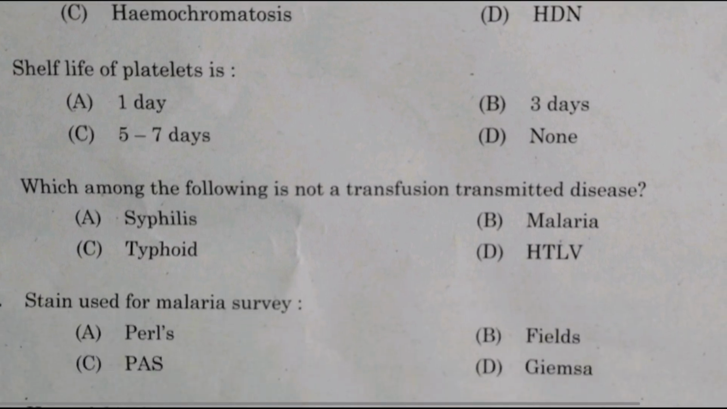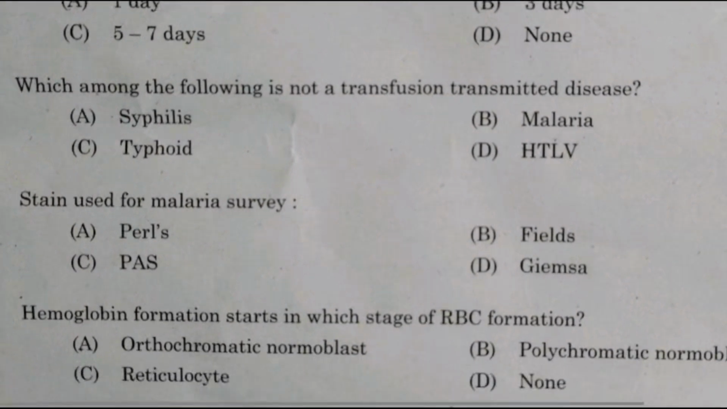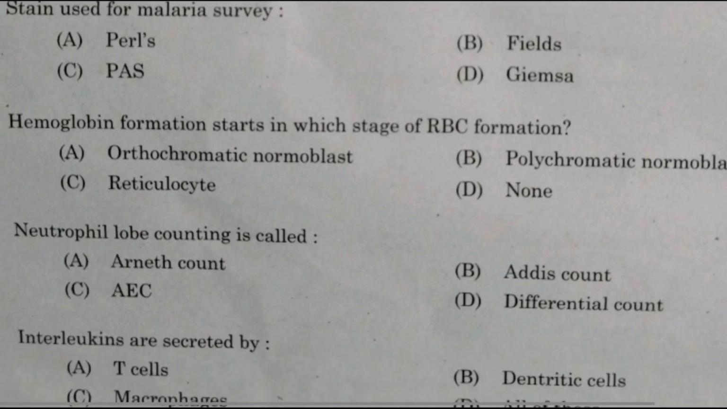Next one. Stain used for malaria survey. The right answer is option B, field stain. Next one. Hemoglobin formation starts in which stage of RBC formation? The right answer is option B, polychromatic normoblast. Next one. Neutrophil lobe counting is called. The right answer is option A, Arnath count.